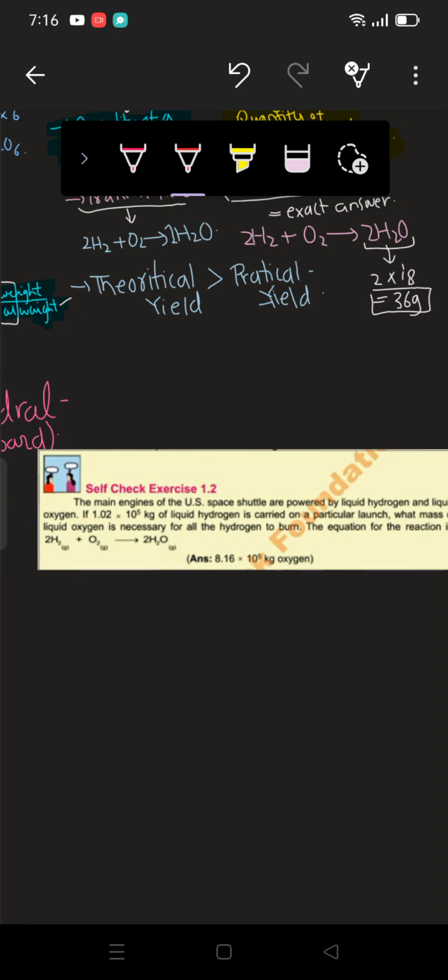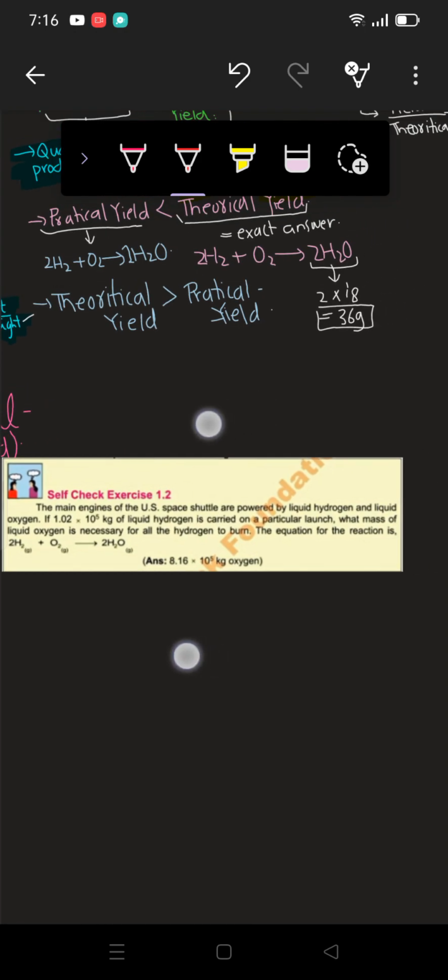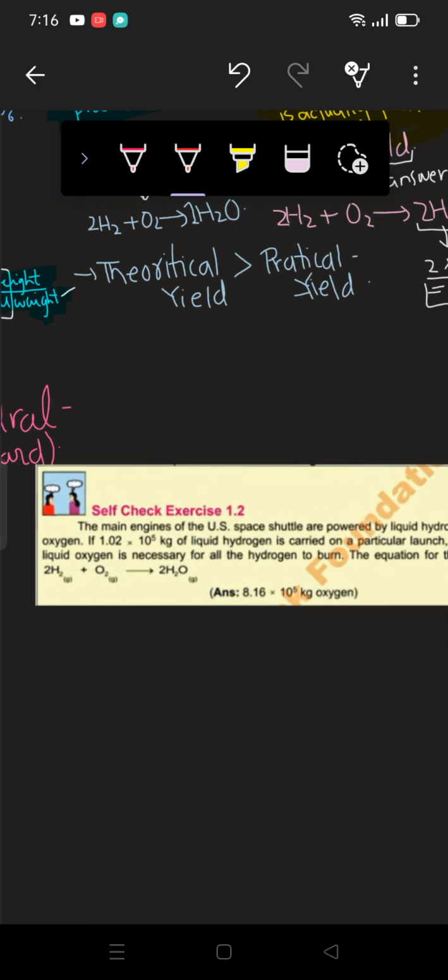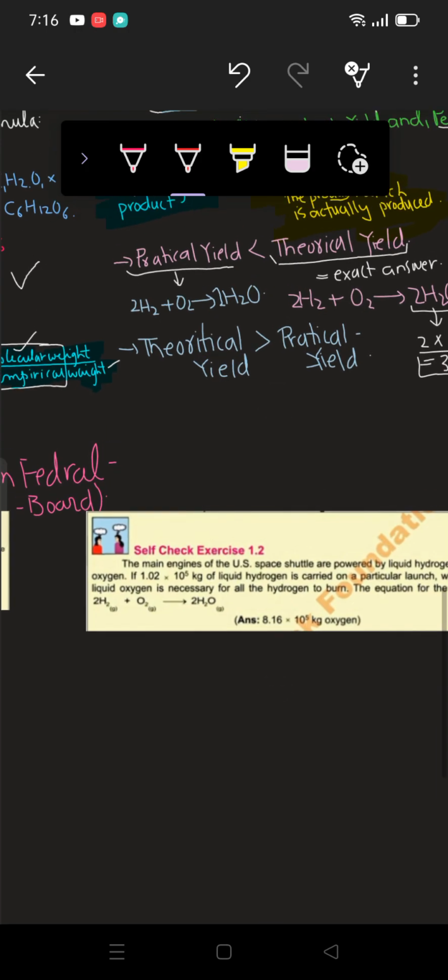The main engines of the US space shuttle are powered by liquid hydrogen and liquid oxygen. Now see, this first statement isn't important at all. It isn't necessary, right? It isn't significant. You can read this, but it will not give you any information about what you need to find from the equation, what equation is being given. You won't get anything, right? It is not making sense, it is not meaningful.